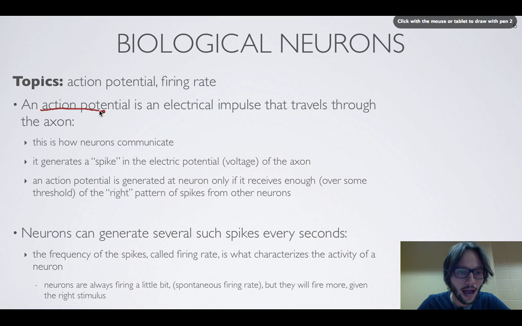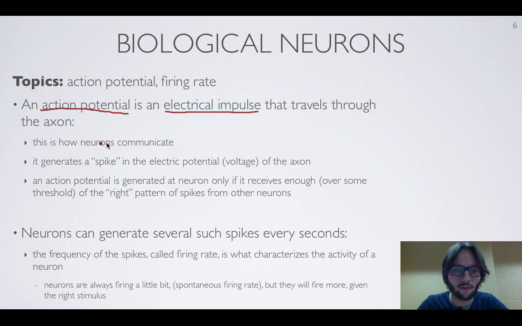Now, we'll call an action potential an electrical impulse which travels through a neuron's axon. This is actually how a neuron will communicate with other neurons. This is how it's going to send information. Essentially, this action potential corresponds to a spike in the electrical potential, sorry, a spike in voltage of the axon.